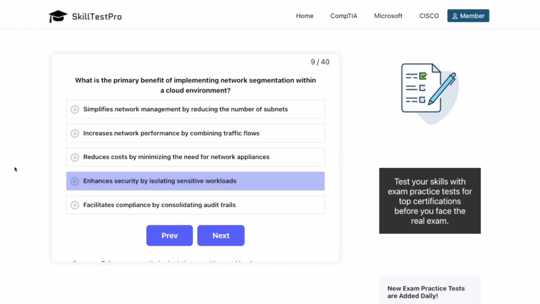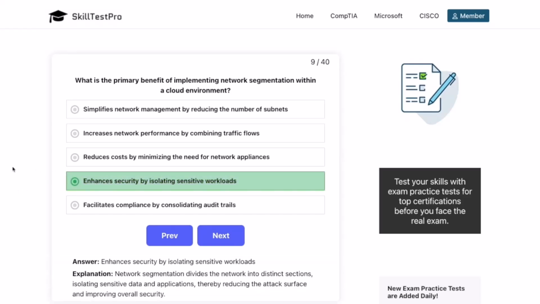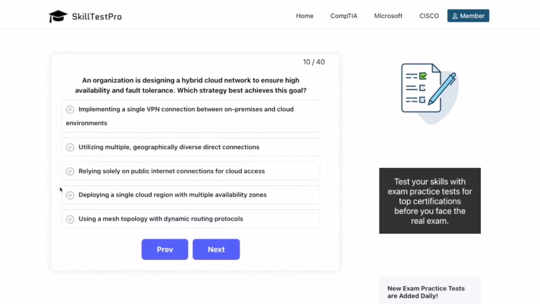The correct answer is enhances security by isolating sensitive workloads. Network segmentation divides the network into distinct sections, isolating sensitive data and applications, thereby reducing the attack surface and improving overall security. All right, question 10.